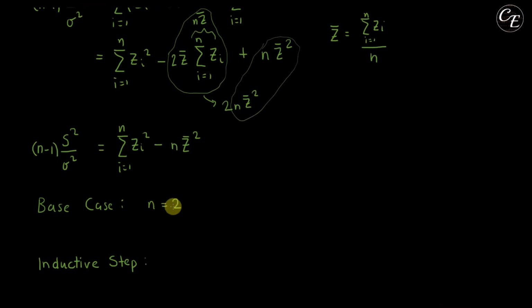So for n equals 2, we have 2 minus 1, which is 1, times s squared, let us put a subscript 2 in here, meaning we are calculating the sample variance for the first two samples, over the population variance. From here, we will prove that this one has a chi-square distribution with n minus 1, or 2 minus 1 equals 1, degree of freedom.